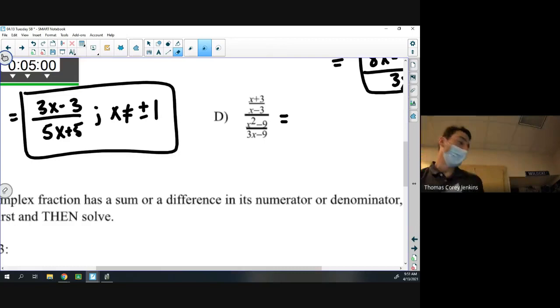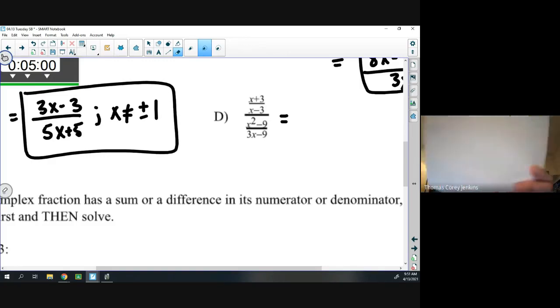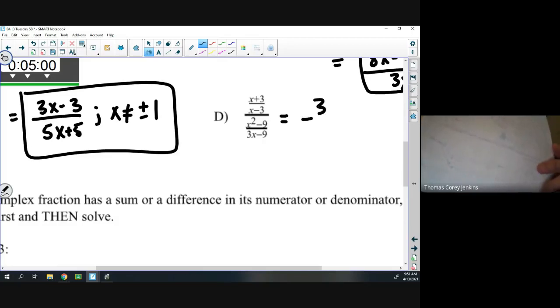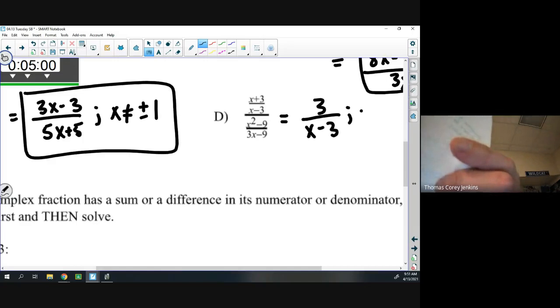Let me try one more, and then we might go to a volunteer. Looks like I probably need to show both of these, though. Jacobson? I got 3 over x minus 3. There it is. That's our winner. Winner, winner, chicken dinner. You just got to be a Dolphins fan to get that one right, I think. 3 over x minus 3. And do you know the restrictions? That's one of the two. It's also negative 3.